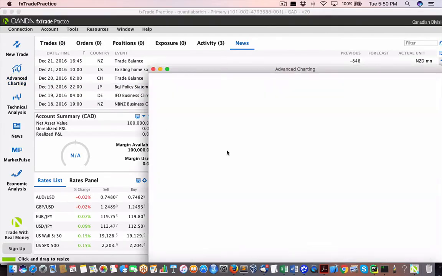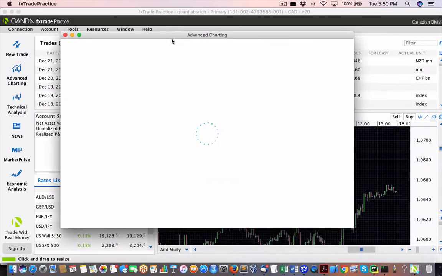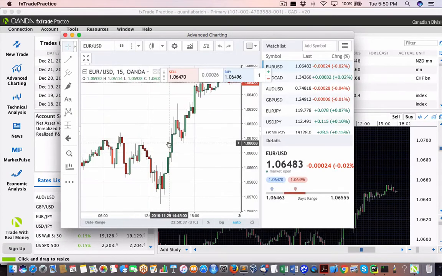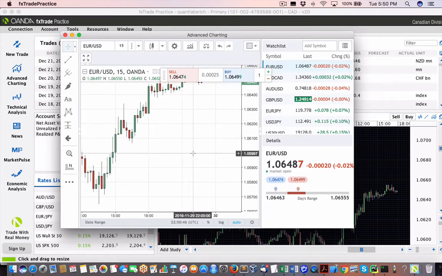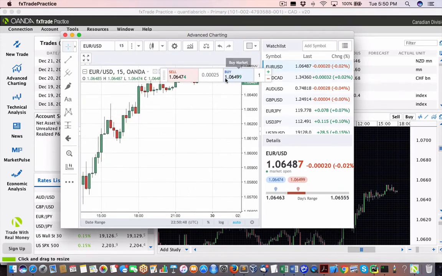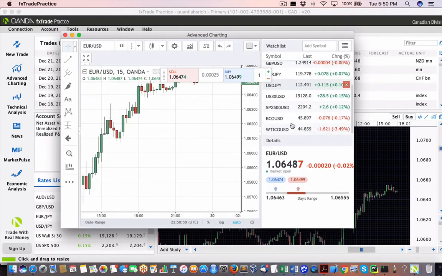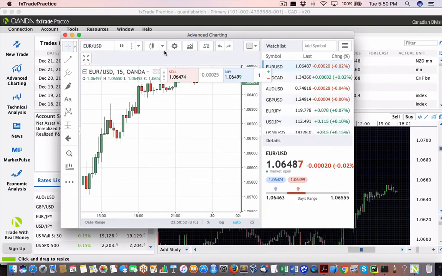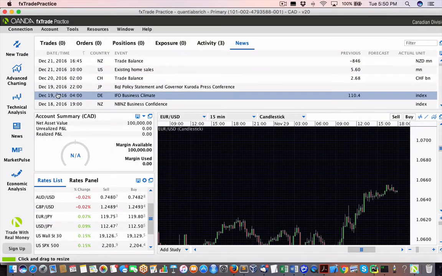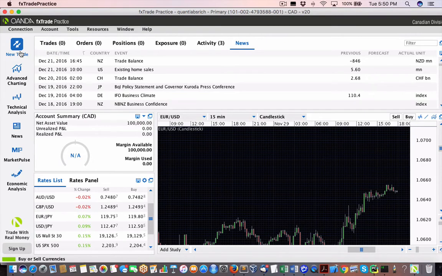And then we have the advanced charting, which is okay. It's part of the FX trade here. So once again, I'm not going to really get too crazy with this, but from a visual perspective, you can definitely put in your trades and so on and so forth. What else? And then, of course, we have our new trade.